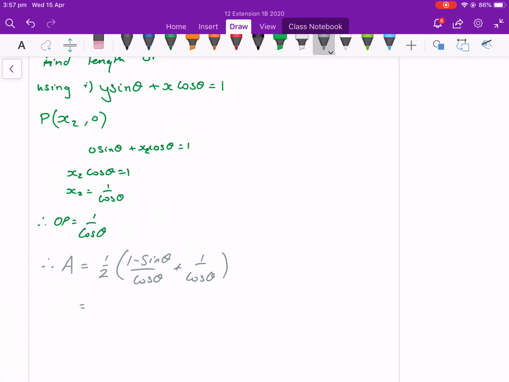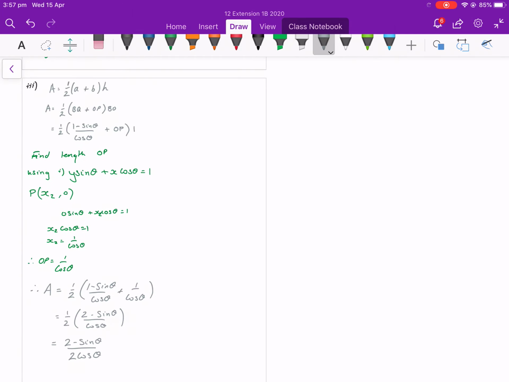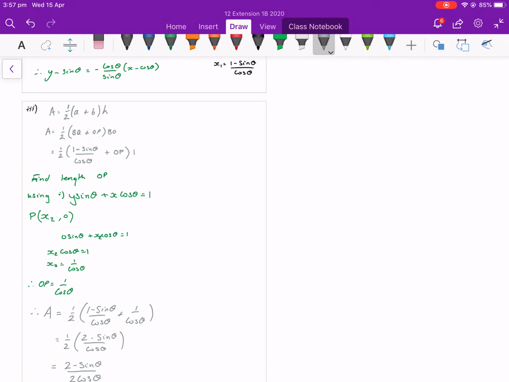Now these two fractions in the bracket actually have the same denominator, so 1 minus sine theta plus 1 becomes 2 minus sine theta if we add the two ones together, all over cos theta. Then if we times through by the half, we end up with 2 minus sine theta on 2 cos theta, which I believe is what the question is asking for. So that is part 3.